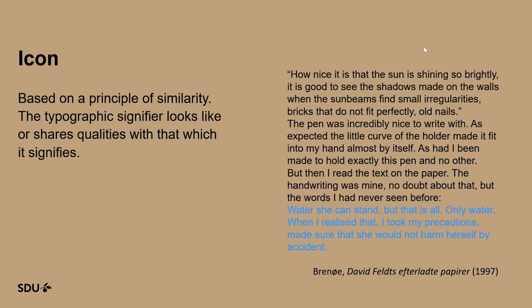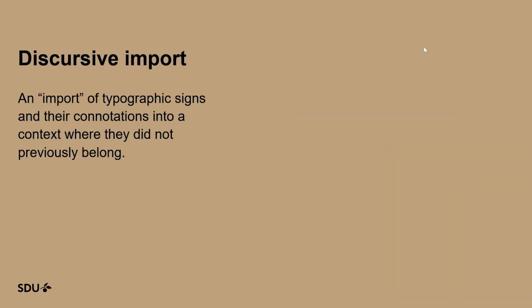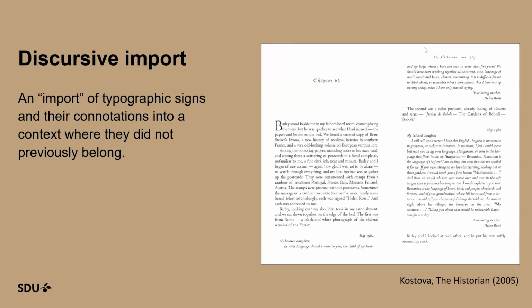Okay, finally, typographic discursive import is seen in cases where a typographic signifier and its connotations are imported from one context into another where they did not previously belong. We see a relatively simple example of that here in Kostova's novel, The Historian, where the chapter headings, as you can see, I don't expect you to read the text, but the chapter headings are set in black letter type.